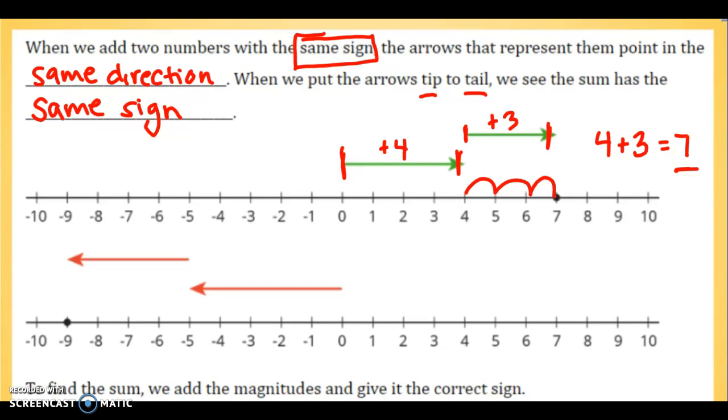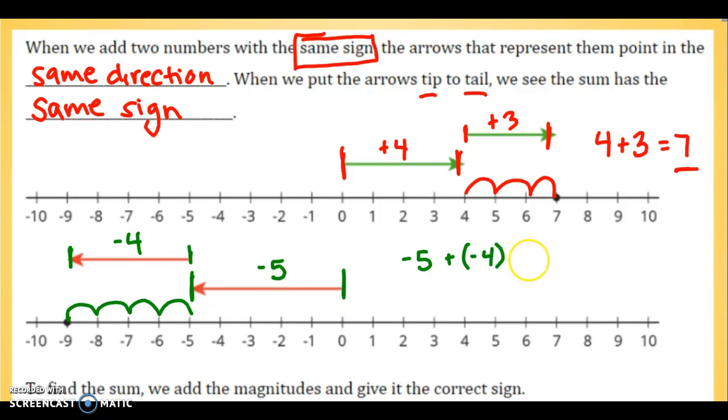The same thing is true even if the numbers are both negative. So we see down here in the red number line that our first arrow goes from 0 to -5, so represents -5. And then we have another arrow going in the same direction from -5 to -9. That's 1, 2, 3, 4 units long. So this problem shows us that -5 plus, and I'm using parentheses just to enclose that negative sign so we don't have two signs together, -4 equals -9.